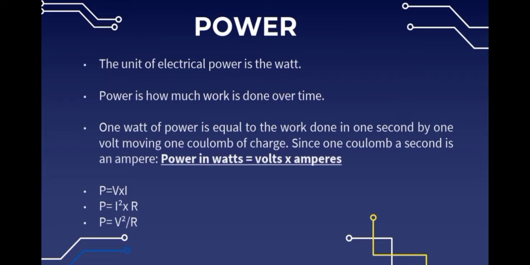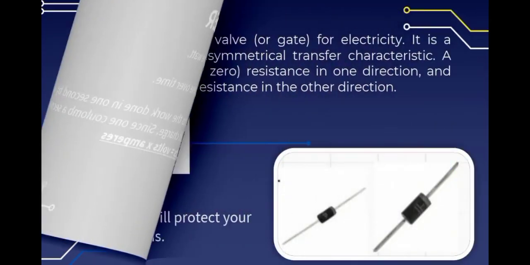So here are the formulas on how to get the power, or how much work is done over time. The first formula is power equals V, or voltage, times I, or current. The second is power equals I squared times R, or resistance. Last is power equals V squared divided by R.